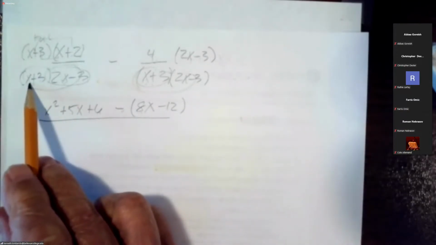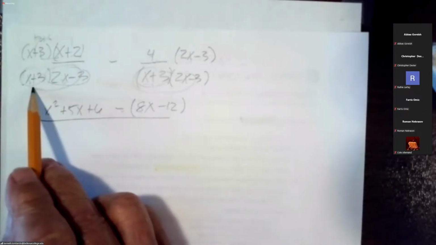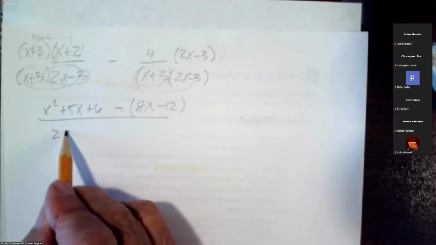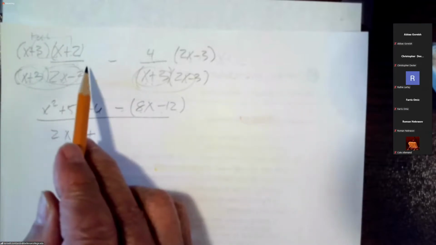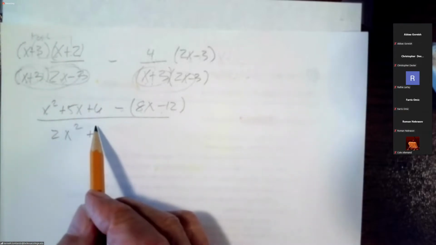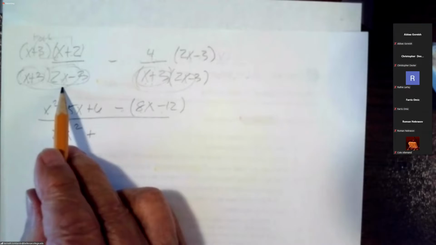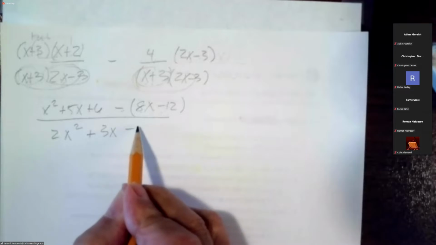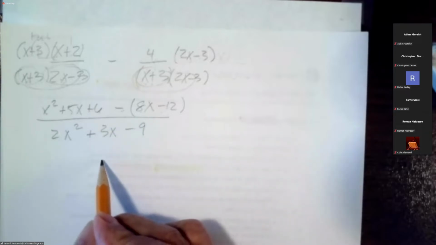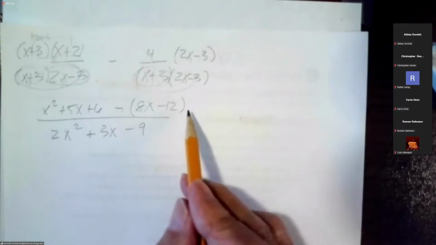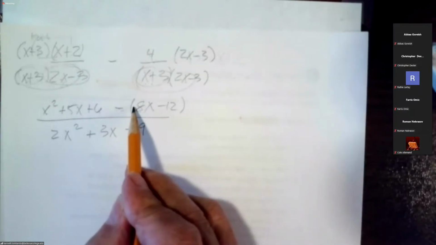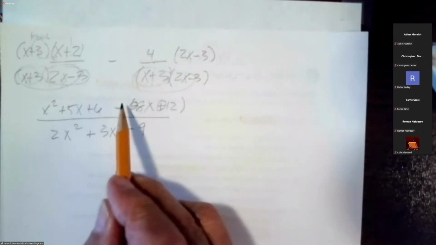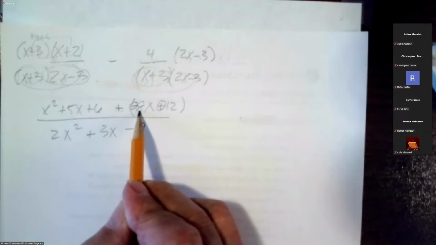And then in the denominator, if I distribute this x plus 3, 2x minus 3, I'll end up with 2x squared plus, let's see, outer is negative 3x, inner is positive 6x. That's going to give me a positive 3x, isn't it? And then a negative 9. So far, so good. If I distribute this negative, that'll give me a negative 8x and a positive 12. So I've distributed this thing into here.